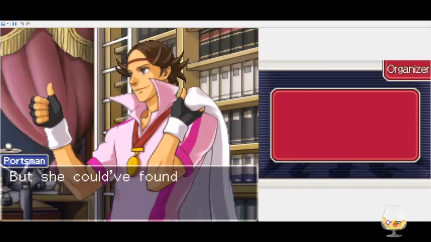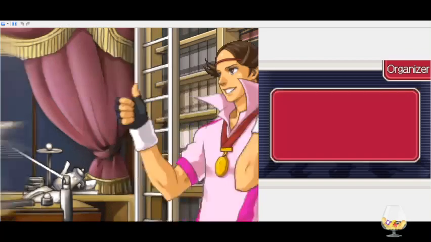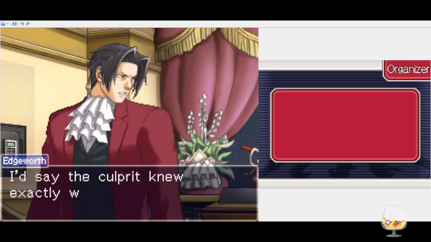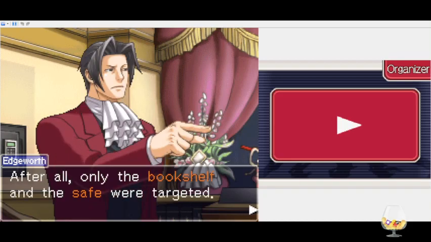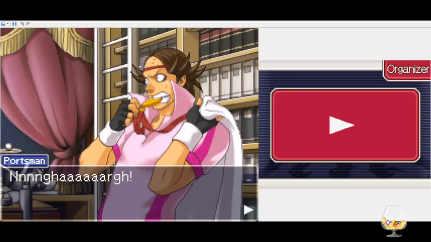But she could have found it by accident while she was turning everything else upside down. I highly doubt that. I'd say the culprit knew exactly what they were looking for. After all, only the bookshelf and the safe were targeted.